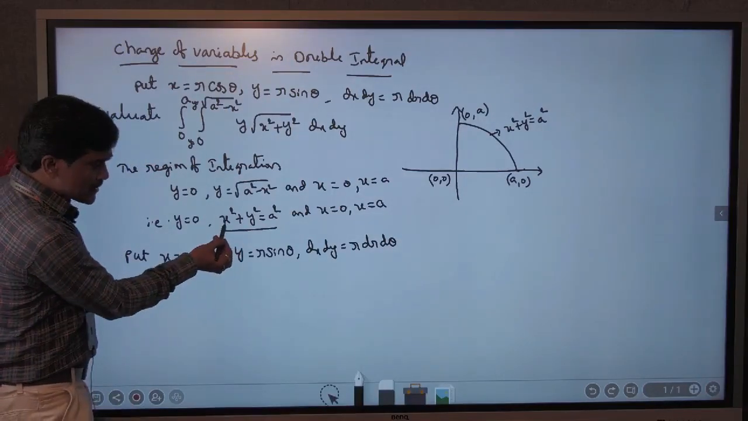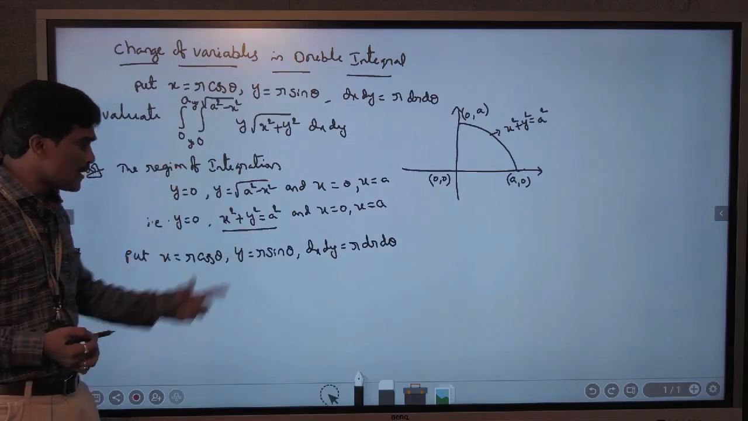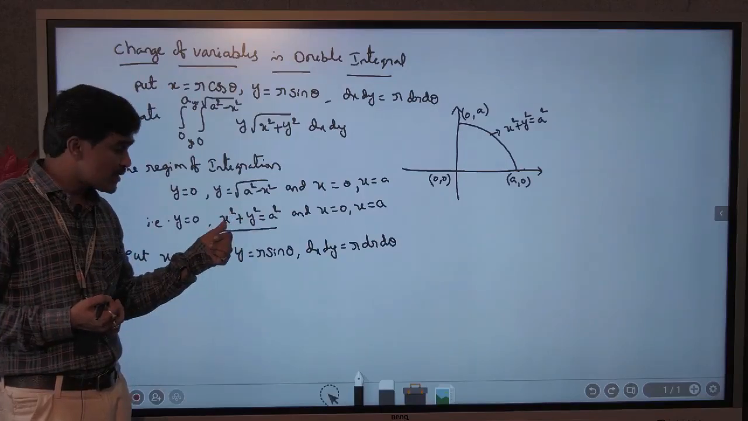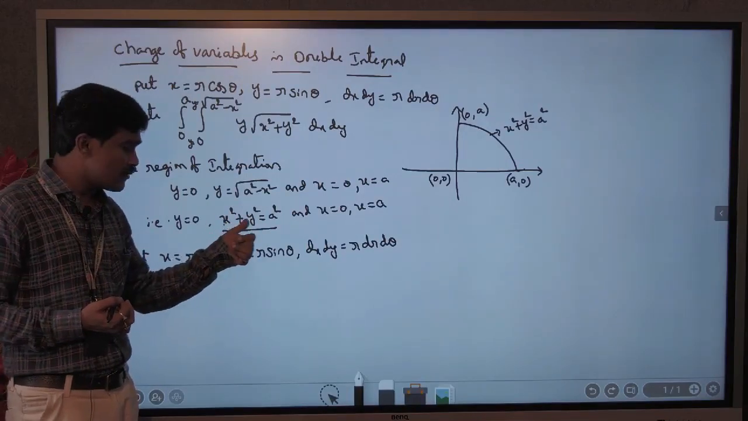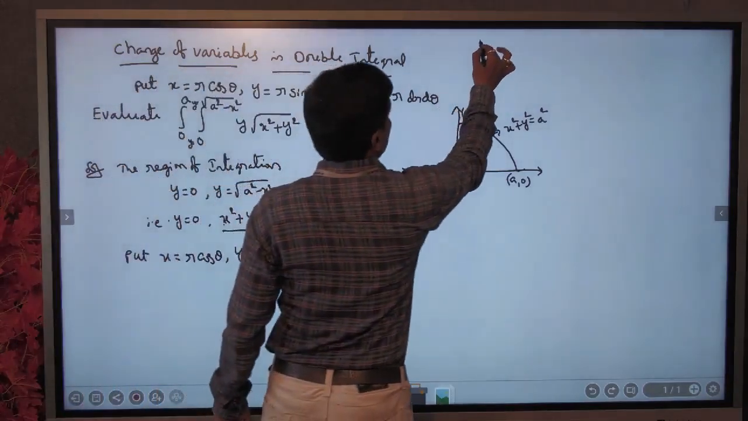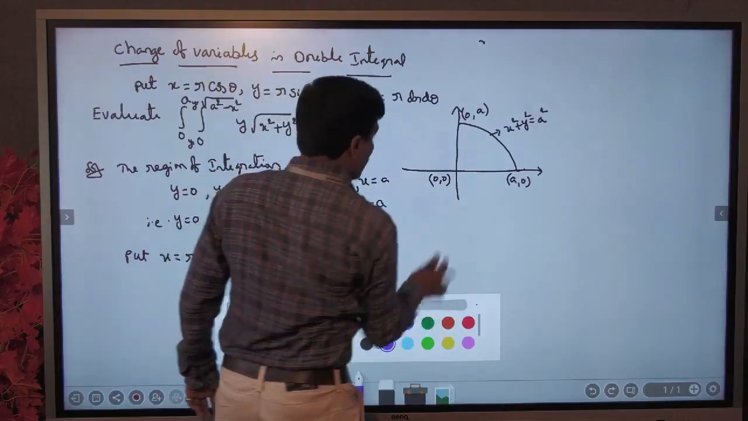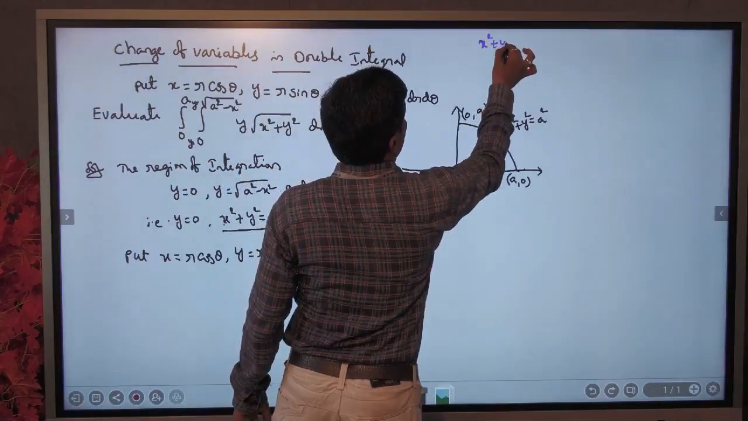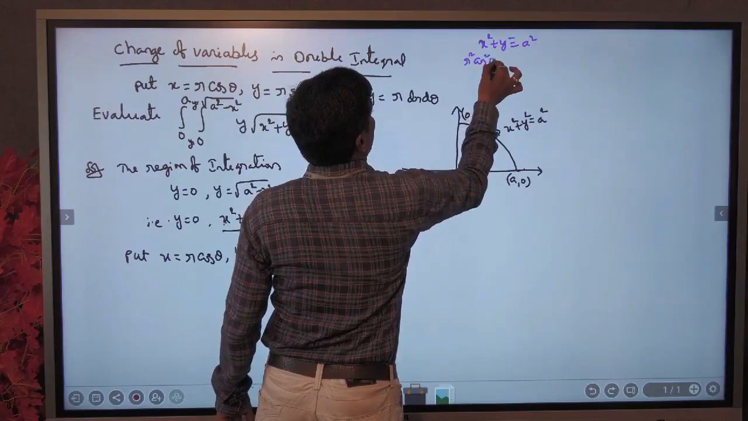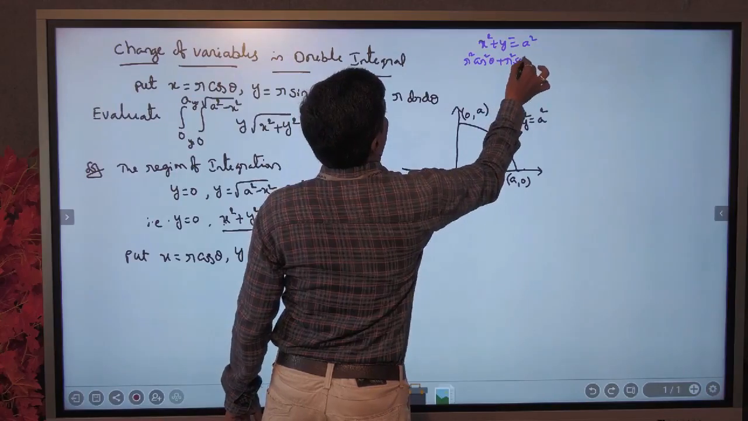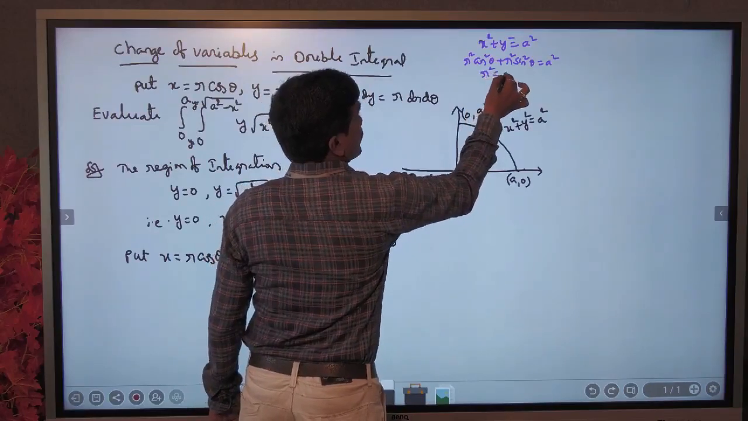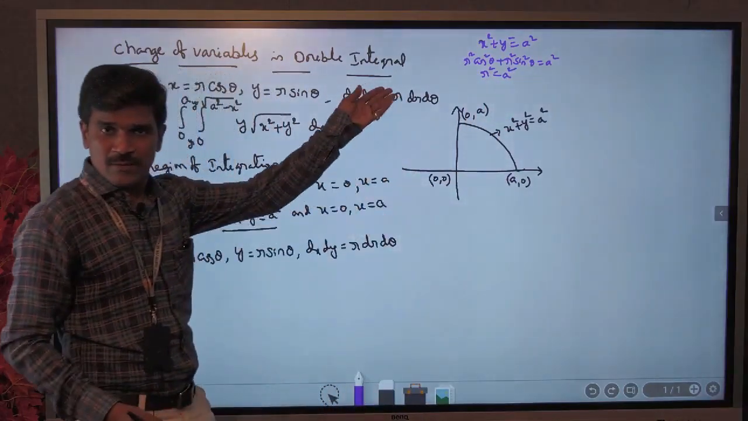Here when we take x is equal to r cos theta, y is equal to r sin theta, what we get is x square plus y square equals r square cos square theta plus r square sin square theta. Then what is common, r square into cos square plus sin square. Now x square plus y square is equal to a square, so r square cos square plus r square sin square is equal to a square. Now take r square common: r square into cos square plus sin square, that is 1, so r square is equal to a square.